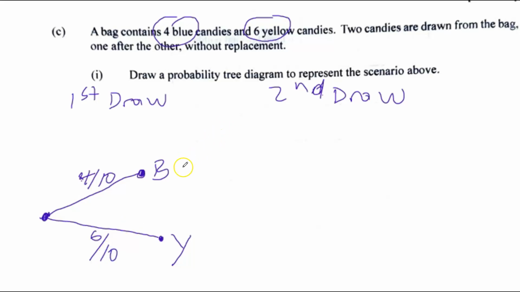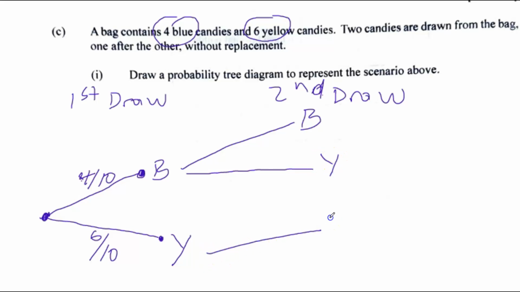Now on the second draw, again we have 2 possible outcomes. So again, when we draw the second time, we can get either blue or yellow, so we put the possible outcomes at the end here of the branch.